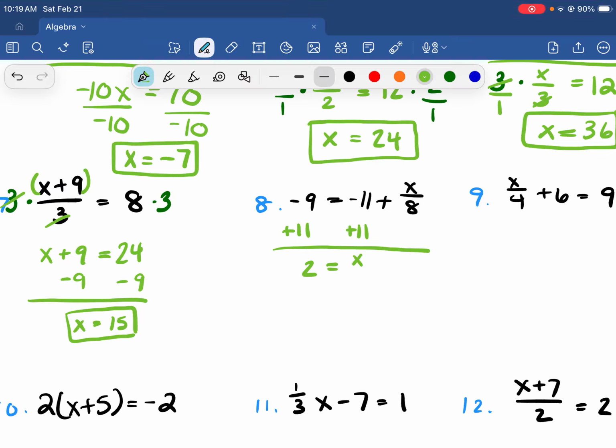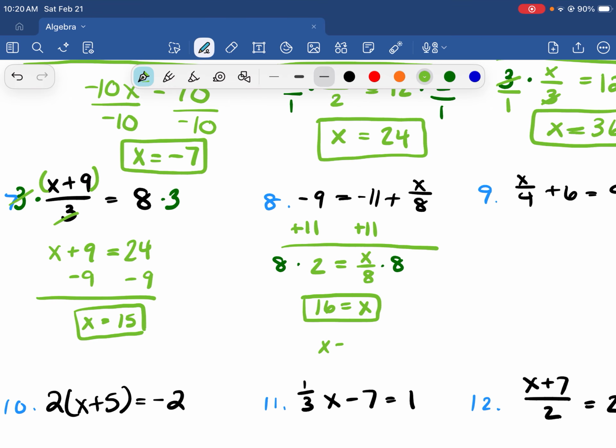Now I'm left with x divided by 8. Opposite of dividing is multiplying. 8 times 2 is 16, and I'm just left with 1x over here. Now, if I have 16 is equal to x, I can also write x is equal to 16 by the symmetric property of equality. Doesn't matter whether the number or the variable is on the left or the right side. Doesn't matter. As long as I have one x left equaling one number.